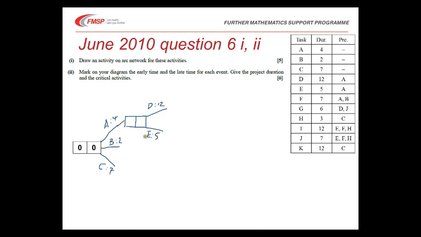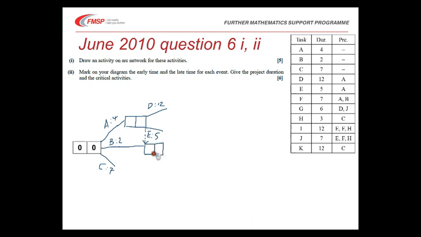But we also need to allow F to start as soon as A and B have finished. But we don't want D and E to be waiting on B to finish, if B's already finished. So the way that we do this is we draw a dummy down from the end of A to our next node here.